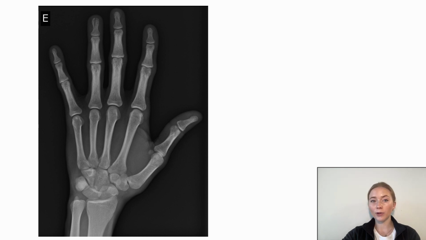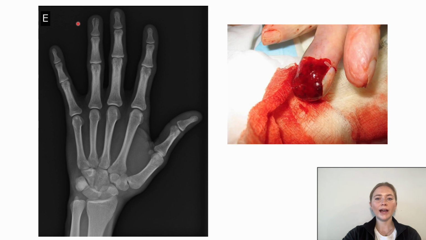like hitting it with a hammer. As a result, these fractures are often open, which would be seen on physical exam. Here is an example of an X-ray showing a non-displaced longitudinal D4 tuft fracture. And then this photo shows an example of what it would look like to have an open tuft fracture on physical exam.